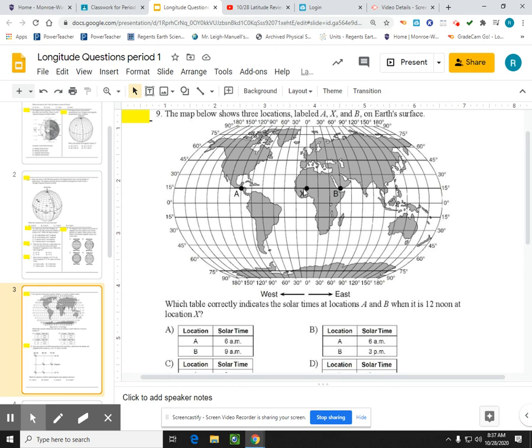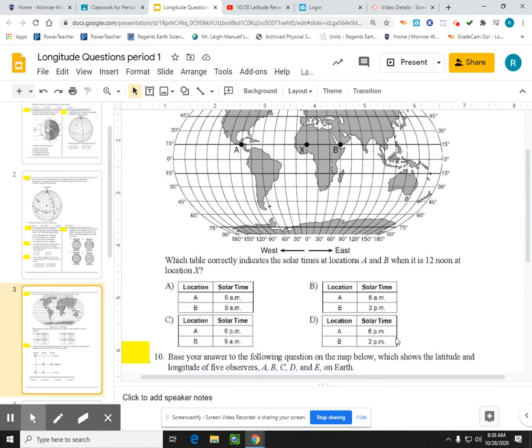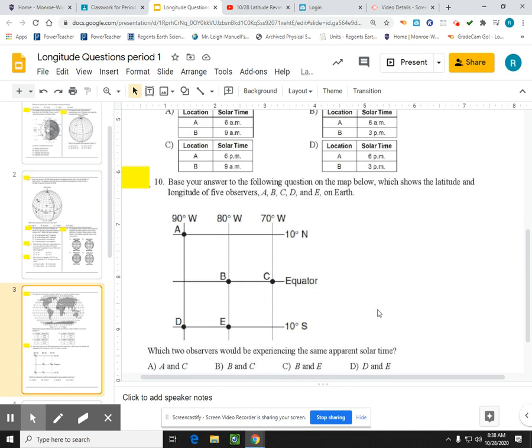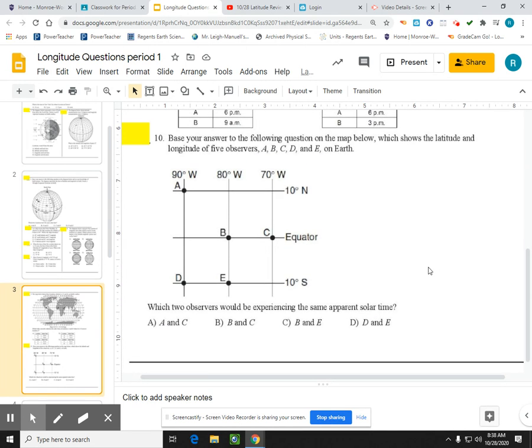And A, let's see, that's 1 hour, 2, 3, 4, 5, 6 hours earlier, which if this is 12 noon, makes this 6 a.m. I'm going to have to go with choice B for this, that A is 6 a.m. and B is 3 p.m. Which two observers would be experiencing the same apparent time? That would be B and E because they're both located on the same latitude line. Excuse me, longitude line.